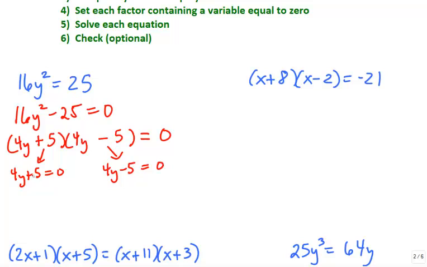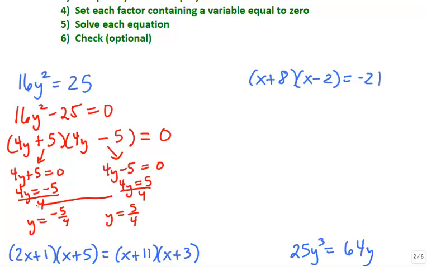So for this one, I would have to subtract the 5 over to the right side and then divide by 4, and that gives me one solution, negative 5/4. And for the second factor, I would have to add the 5 to the other side and divide by 4, so that gives me my second solution, 5/4. So we get two answers, negative 5/4 and positive 5/4. Okay? So let's try that on this next example.